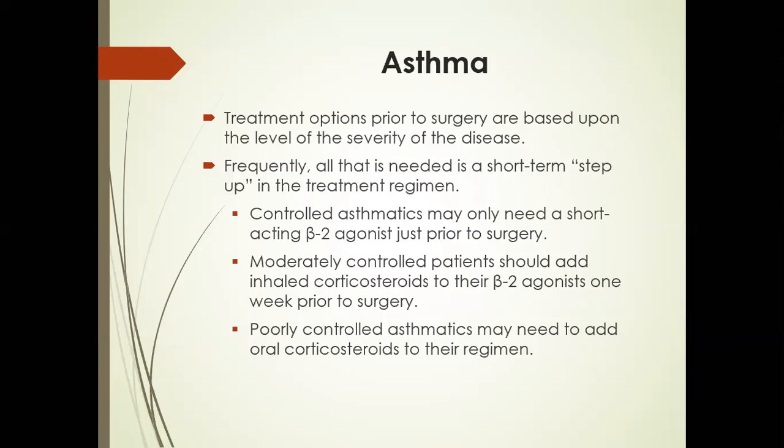Asthma is very common. Treatment options prior to surgery are based upon the level of severity of the disease. So frequently all that is needed is a short-term step-up in the treatment regimen. For controlled asthmatics, we may only need a short-acting beta agonist prior to surgery. Moderately controlled patients should add inhaled corticosteroids to their beta-2 agonist 1 week prior to surgery. And the poorly controlled asthmatics may need to add oral corticosteroids to the regimen, when we might need also to consult their pulmonologist for advice.